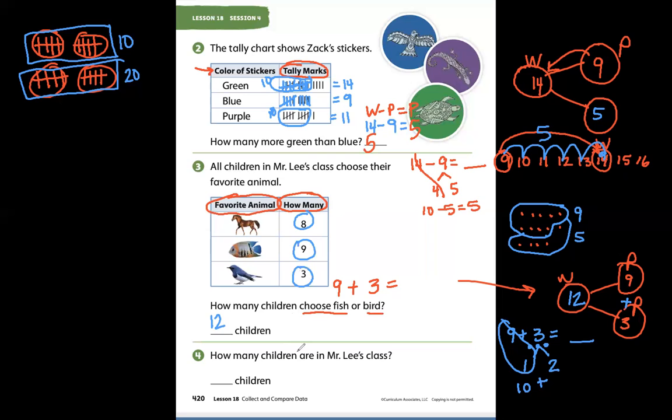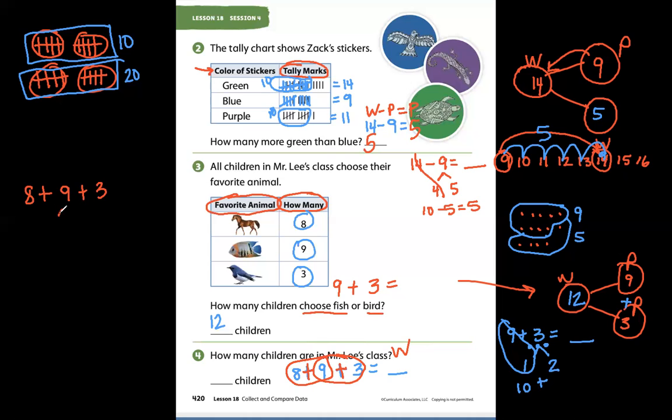I can add 8 plus 9 plus 3 equals blank. Ooh, I have a part plus a part plus a part is a whole. This plus tells me that 8 and 9 are parts. This plus tells me 9 and 3 are parts. And I'm looking for the whole. So I have 8 plus 9 plus 3.